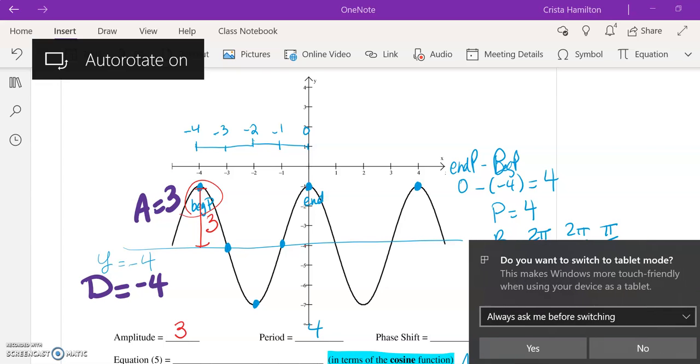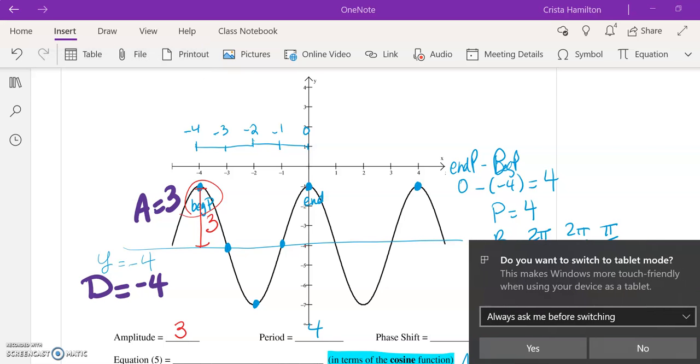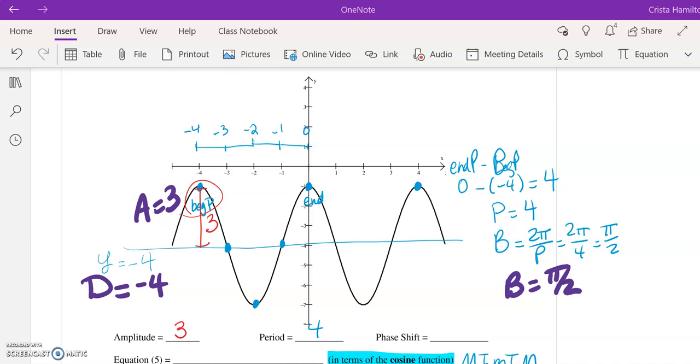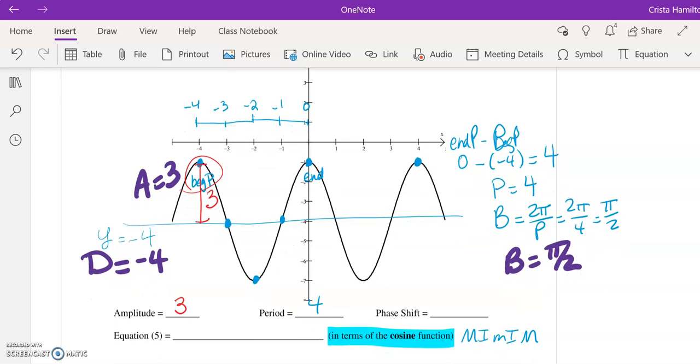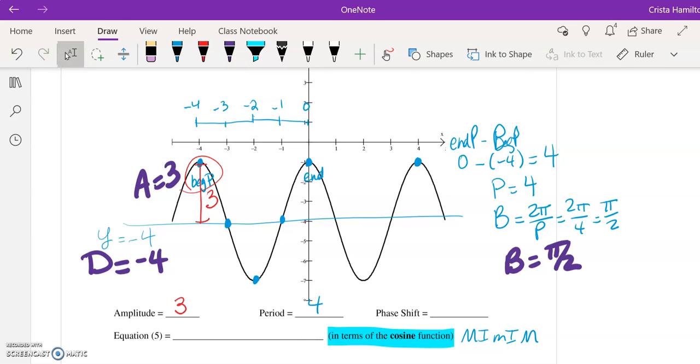All right, so coming back in where the other video ended to finish out this problem, we had been looking at this problem, and we had already determined that the b value was going to be pi over 2, that the a was going to be 3 from the amplitude, that the midline was at -4, so our d is going to be -4, and I was just getting ready to discuss the phase shift.